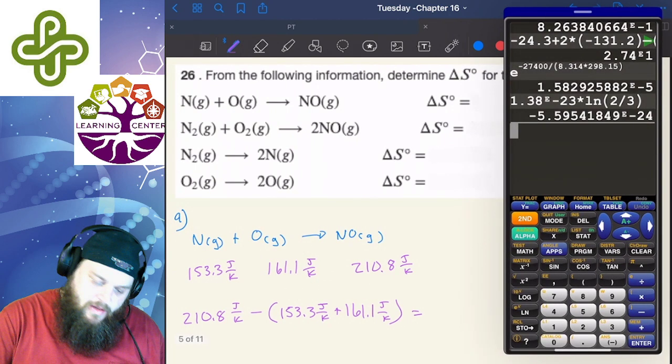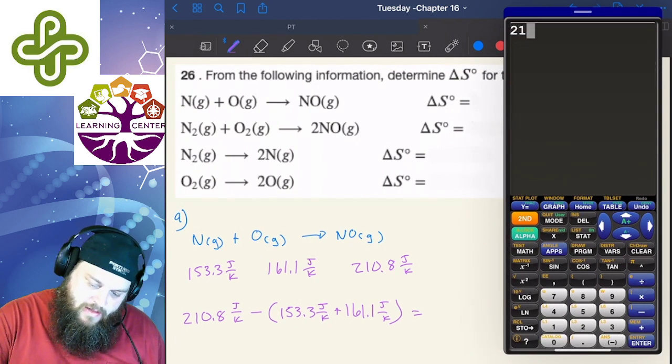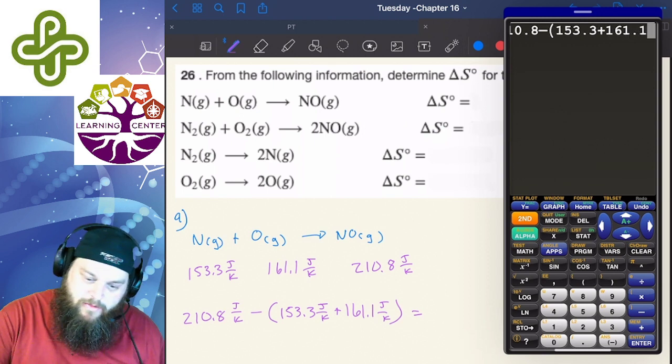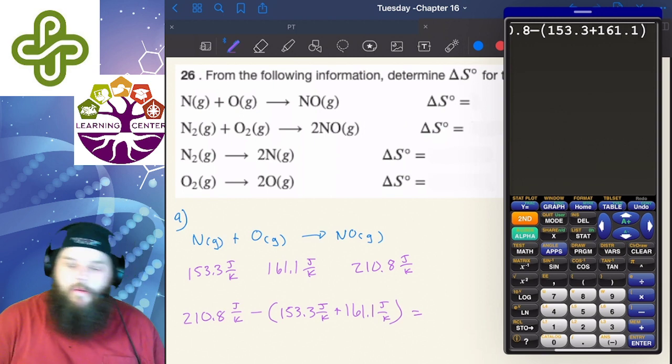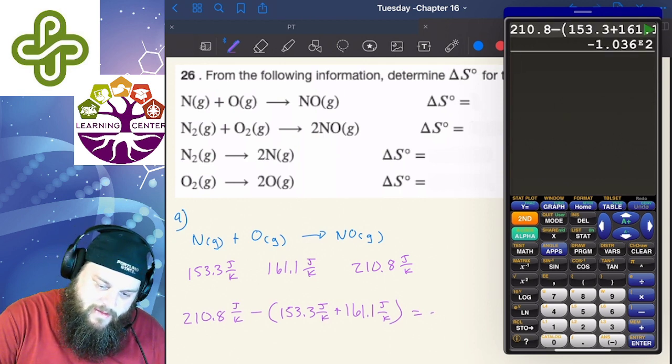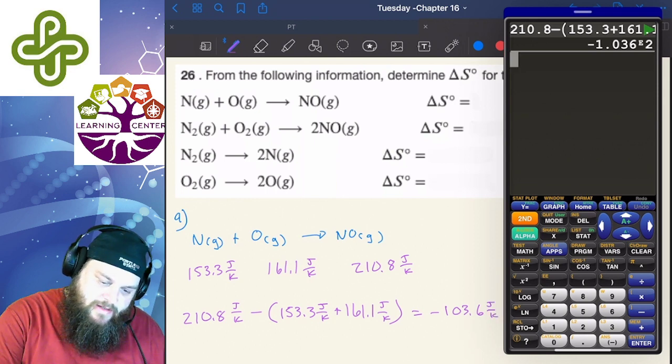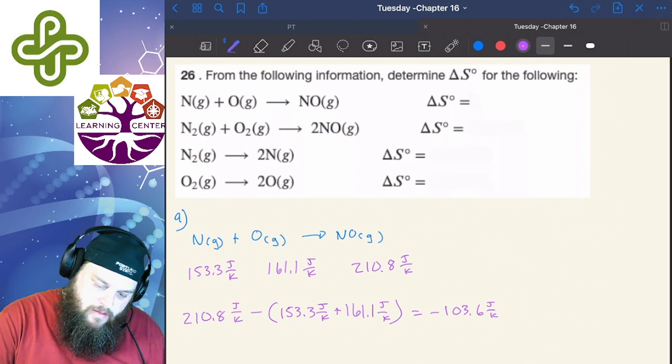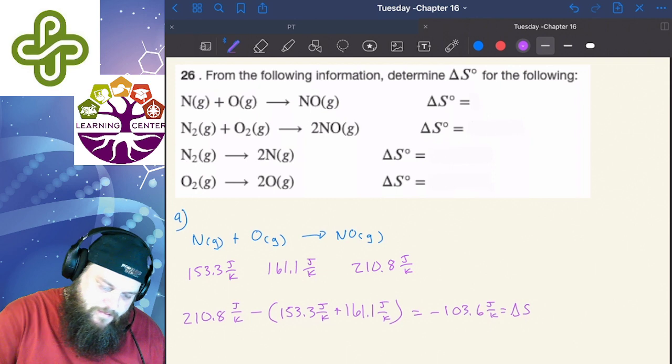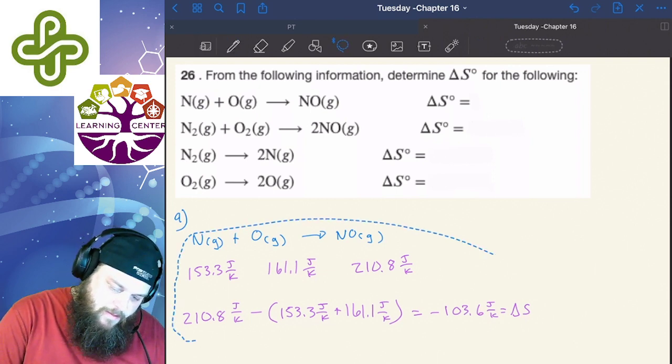So our calculator will solve this for us. That's 210.8 minus, in parentheses, 153.3 plus 161.1. And I put that parenthesis in there to make sure I'm subtracting both of those values. This gives us a negative 103.6 joules per Kelvin. And that is going to be our delta S. Move all this stuff up just a little bit.